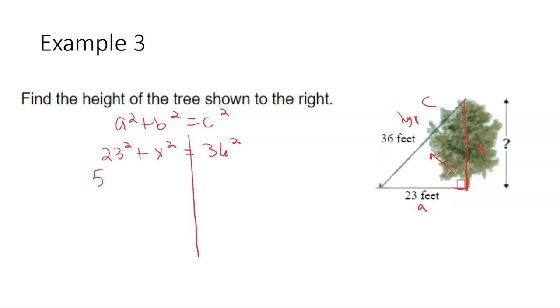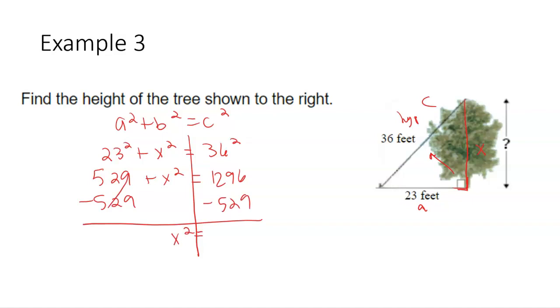So 23 squared is 529. 36 squared is 1296. We're going to subtract 529 from both sides. We get X squared equals 767. We're going to square root both sides. We get X is approximately, when we type that in, 27.69 feet. This is the approximate solution. If they ever want the exact, you just leave it right in the square root.